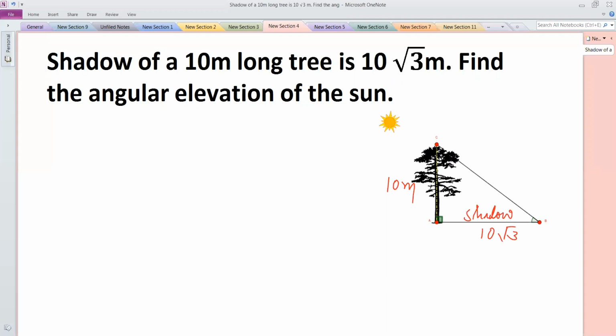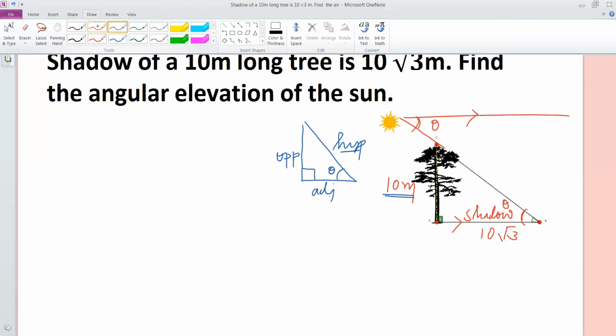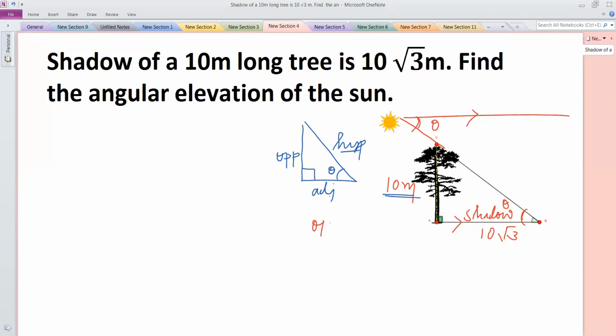Right? Find the angular elevation of the sun. In this triangle, which is the opposite side and which is the adjacent side? Let us go with this 10 meter. The 10 meter is the opposite side. According to that, the adjacent side is 10 root 3 meter.